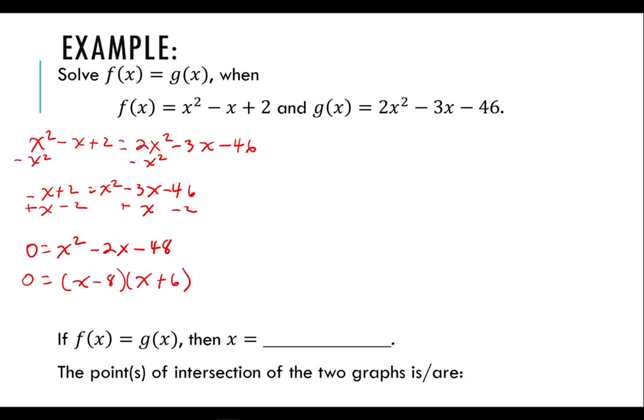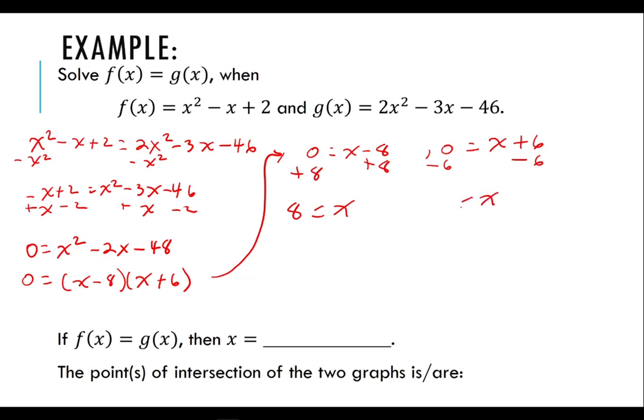So then using the zero product property, that is 0 is equal to x minus 8, and 0 is equal to x plus 6, add 8, x is equal to positive 8, minus 6, x is equal to negative 6. I get two solutions, x is equal to negative 6 and positive 8. So that means if f of x equals g of x, then x is going to be negative 6 and 8.